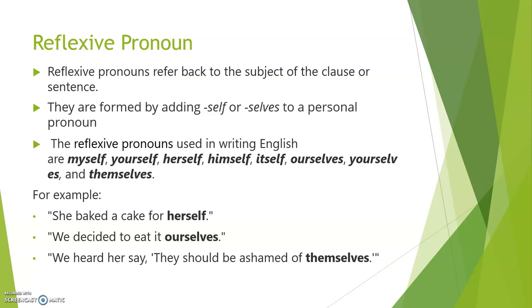Let's look at the examples. She baked a cake for herself. We decided to eat it ourselves. We heard her say they should be ashamed of themselves. So in these examples, herself, ourselves, and themselves are the reflexive pronouns.